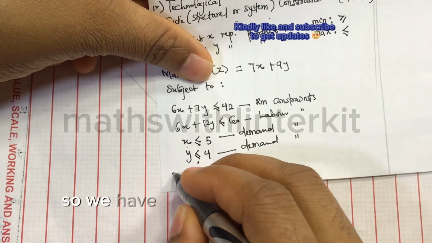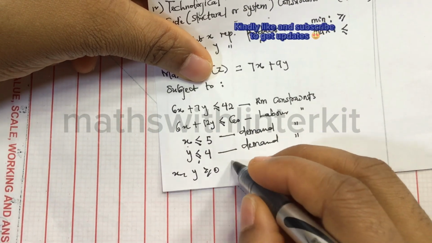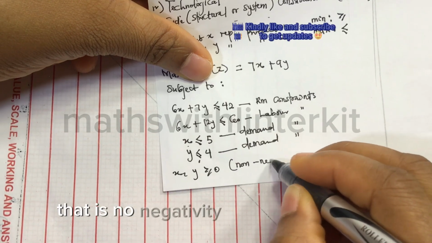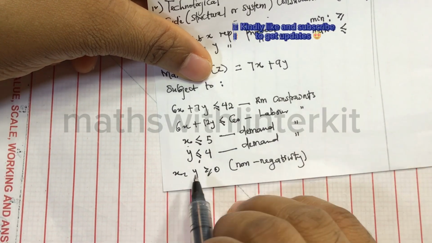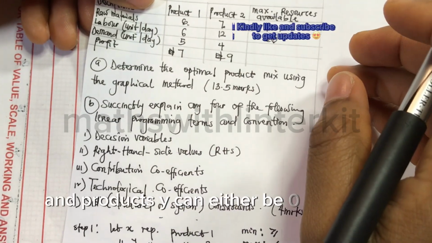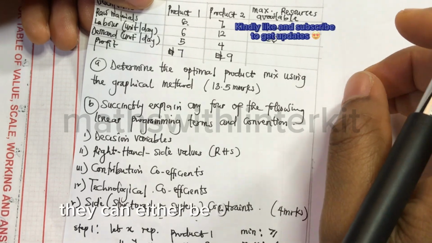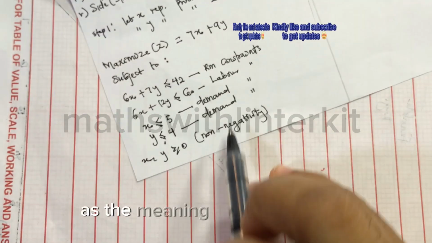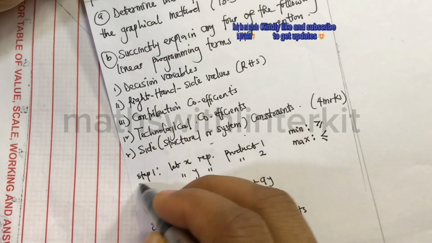So we have x and y greater than or equal to 0. That is non-negativity. This simply means that our product x and product y can either be 0 or greater than 0. They can never be negative. That is the meaning of non-negativity. So this is step 1.